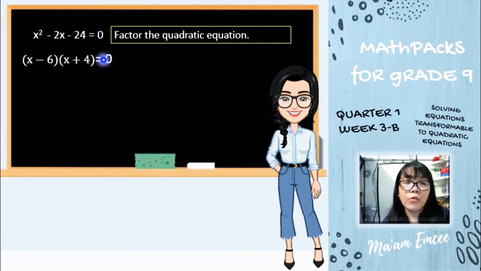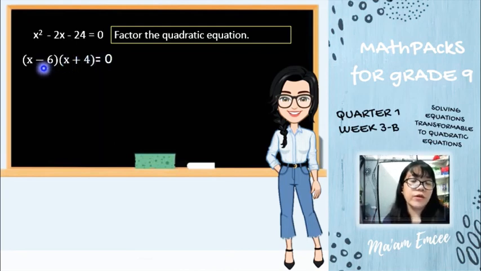And which of the numbers is positive and which is negative? So 6 is negative, 4 is positive, because the middle term here is negative. The bigger number will follow the sign of the middle term. So that means our factors are x minus 6 and x plus 4.